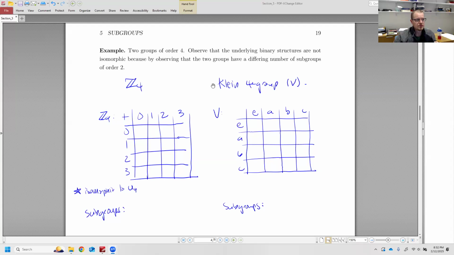And the other one that we're not familiar with is called the Klein 4 group. My apologies, that's probably a little difficult to read. Klein 4-group. Okay, so we have these two different groups. Let's first remind ourselves of Z4 here.